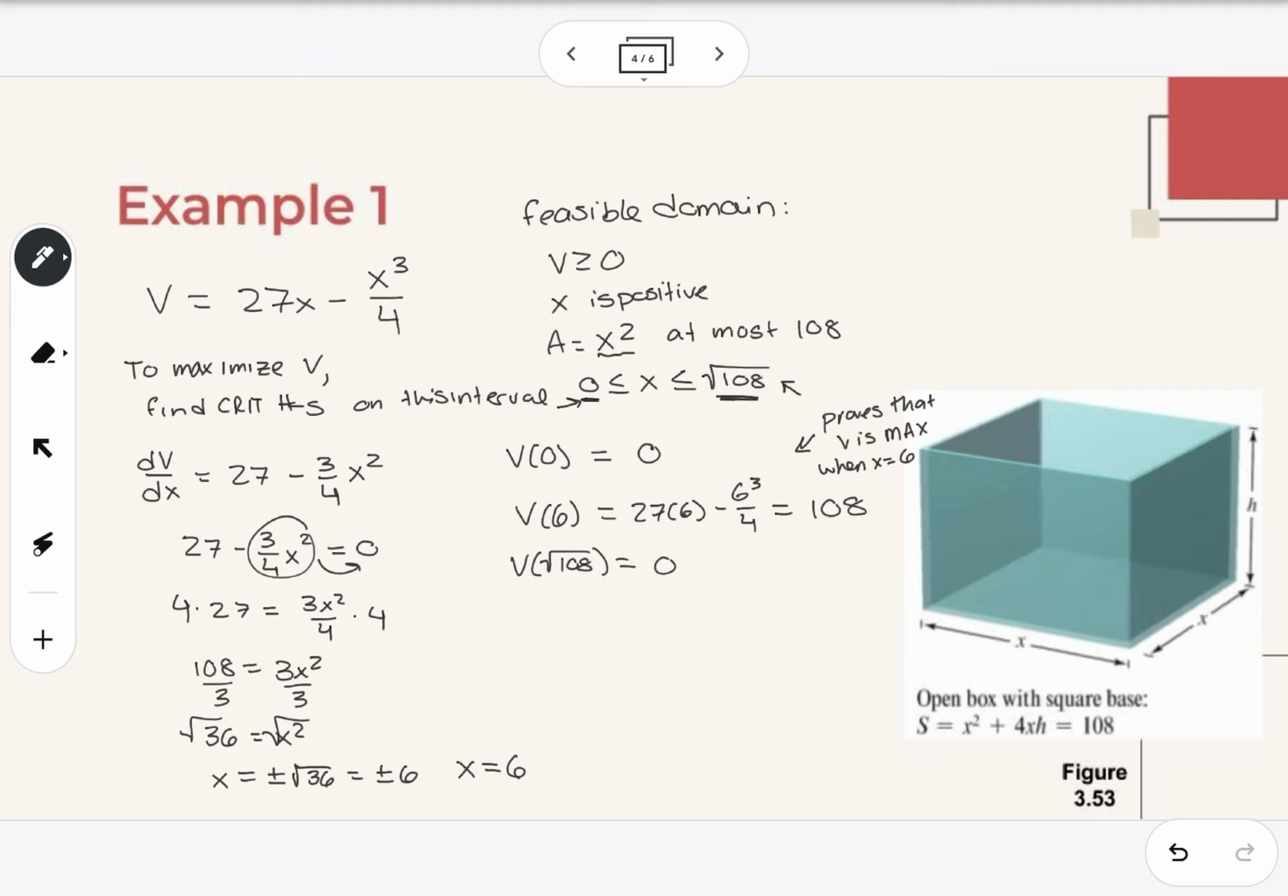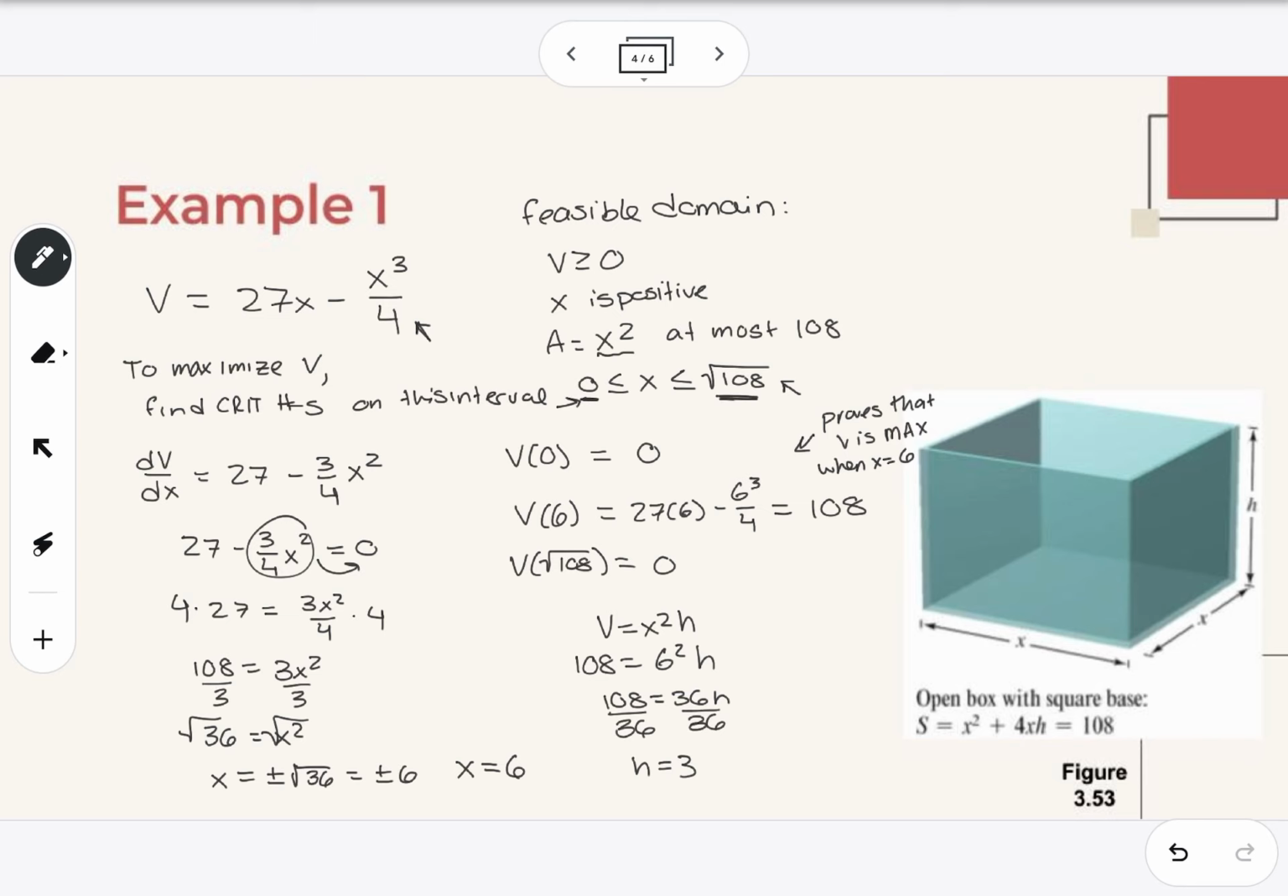Okay. If you think about this then, your volume was x squared times h. If you're trying to maximize your volume, well, we know x should equal 6. That's what we just determined. And we plugged that into our function up here to figure out when x equals 6, what is my volume? So to solve for h then, you're plugging in 108, you're plugging in 6 squared, and you're solving for h. You're going to get 108 equals 36h, divide by 36, divide by 36. We get h equals 3.